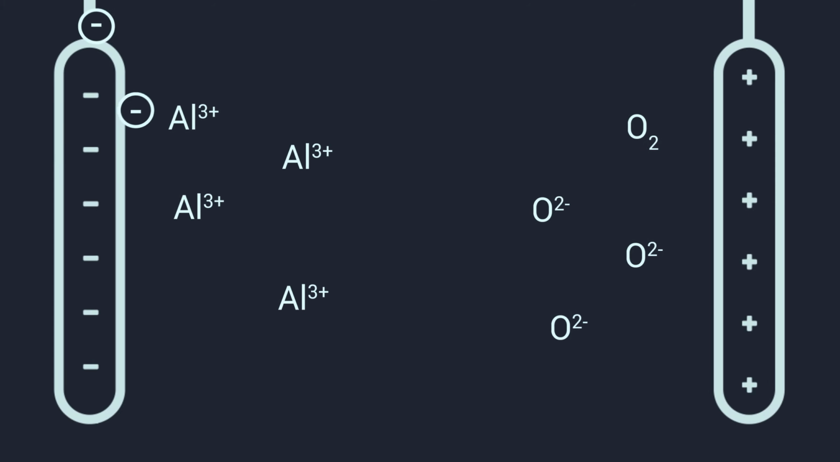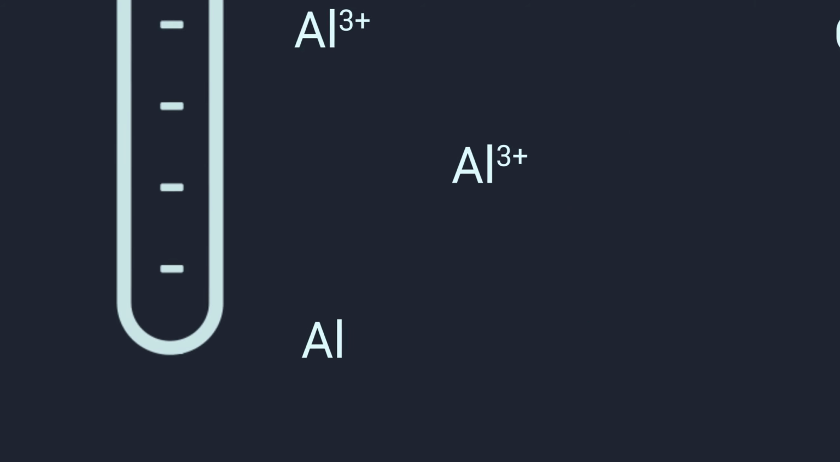Here, these extra electrons are passed over to the positively charged aluminium ions. These ions lose their charge as they accumulate the electrons. What happens is these aluminium ions now become simply aluminium atoms, and they sink to the bottom of the tank. The aluminium is then accumulated at the bottom of the tank.